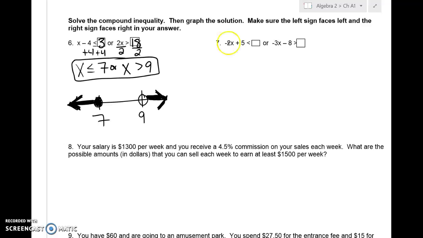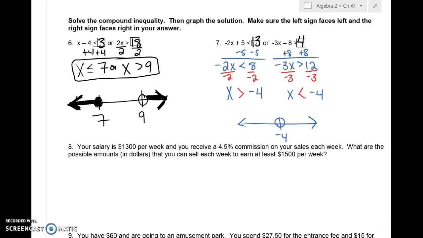Give number 7 a try. Just keep in mind there's negatives in front of your x's, so there might be some sign switching happening. Okay, I solved this one out. We start by subtracting 5. Then we have to divide by negative 2. Because we are dividing by a negative, the inequality sign has to switch. The same thing happens on the other one. Because we are dividing by negative 3, the inequality sign has to switch. To write your final answer, put the word or in between your two solutions and box them together.